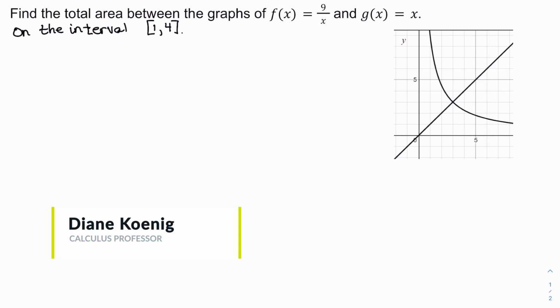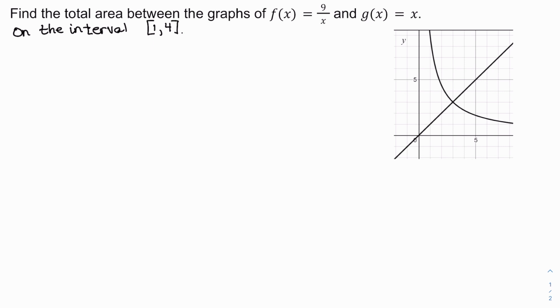Hi there! In this video, I'd like to show you how to find the total area between the graphs of f(x) = 9/x and g(x) = x on the interval from 1 to 4. So here we have an example where the curves cross over each other in the interval, and that's called intertwining curves. Let's look at what we have so far.